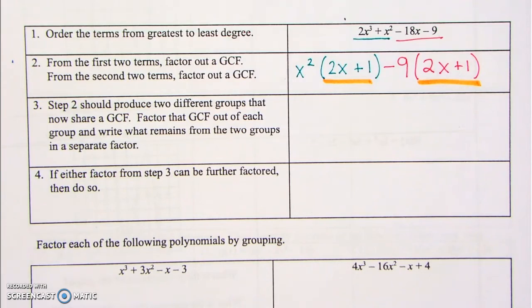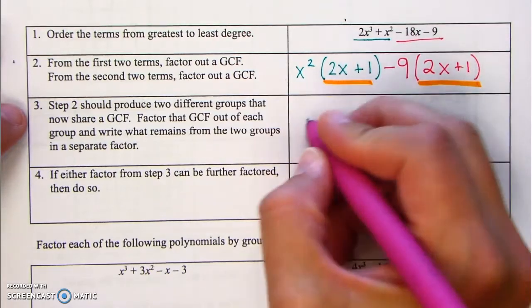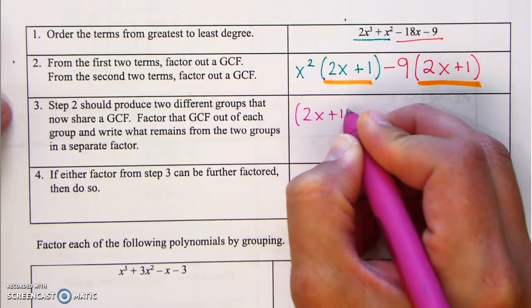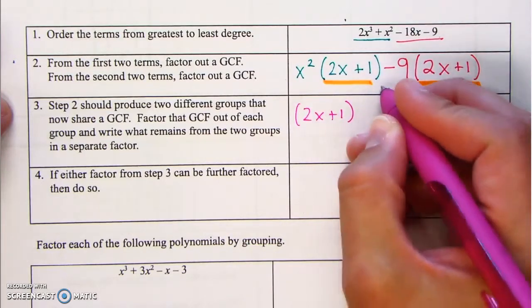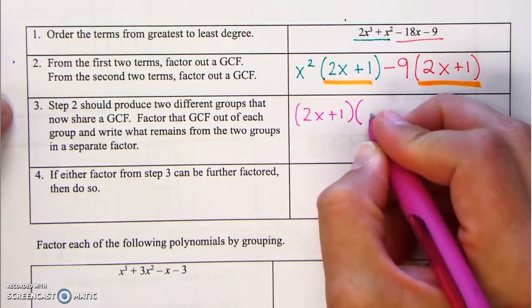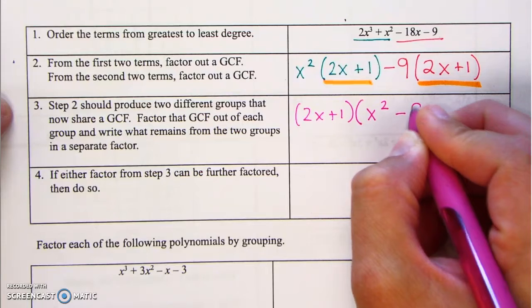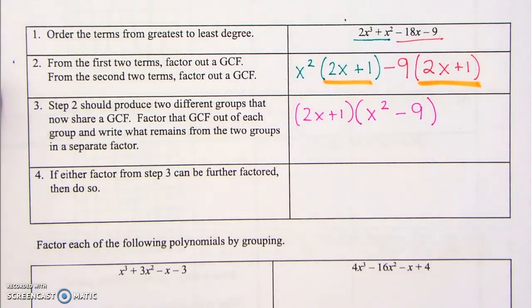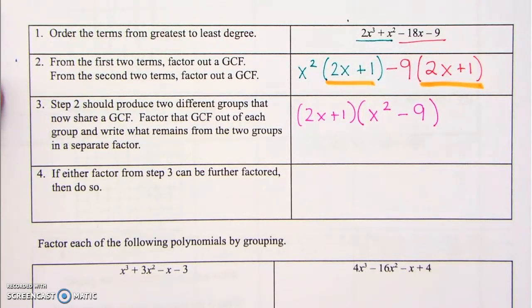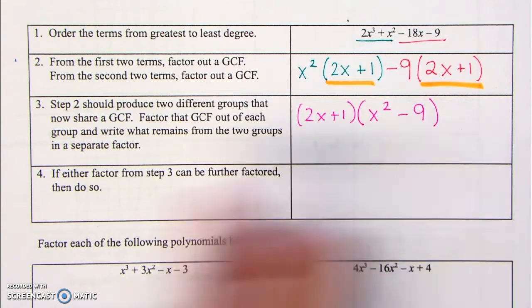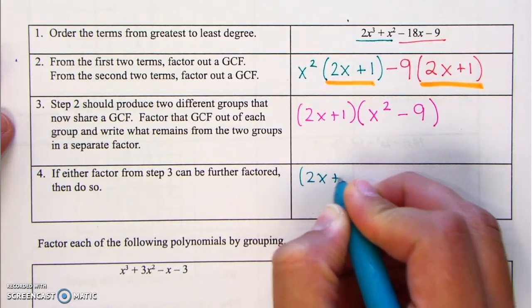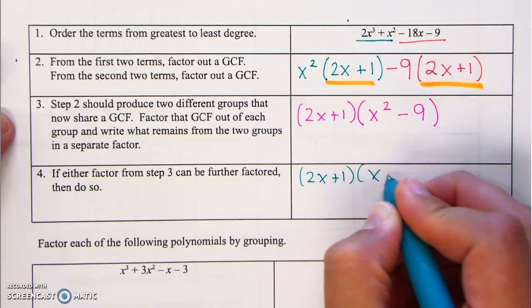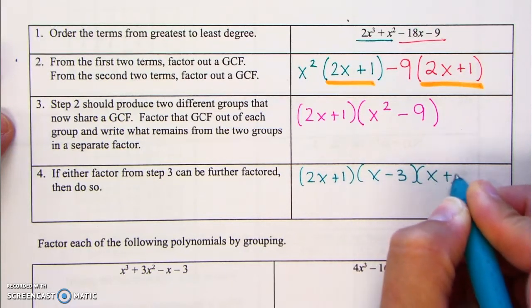They have a greatest common factor. What do we do with that greatest common factor? We're going to move it to the front. So 2x plus 1. So we're literally taking this out of each, the first group and the second group. And when we factor out a greatest common factor, we start a new parenthesis, and we get x squared minus 9. All right. Can anything be factored some more? Yes. 2x plus 1, x squared minus 9, x minus 3, x plus 3.